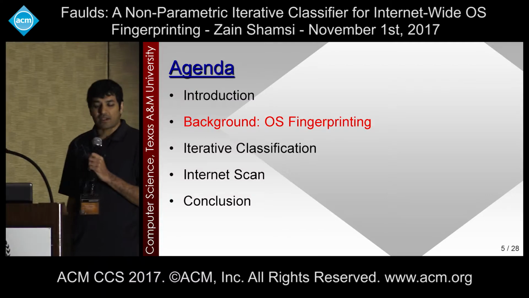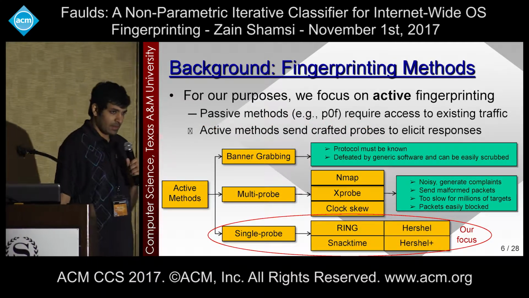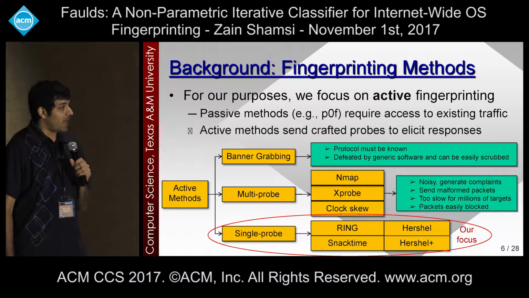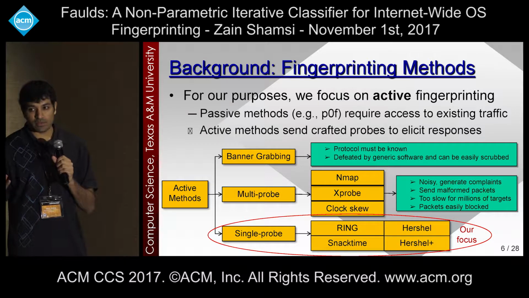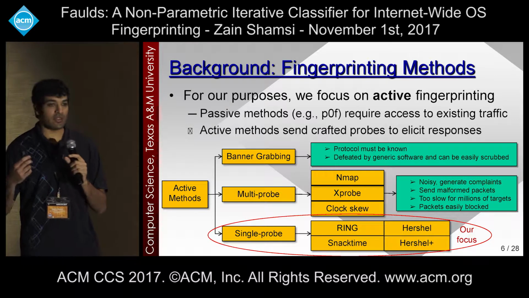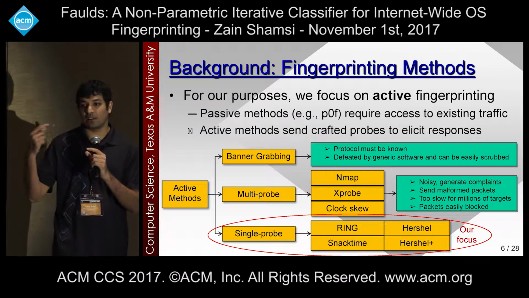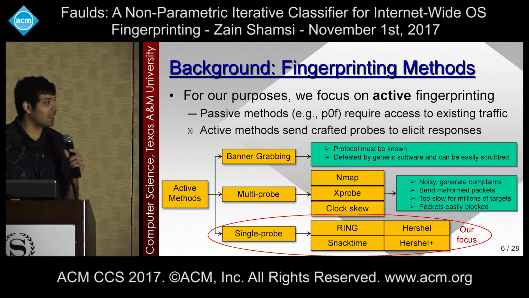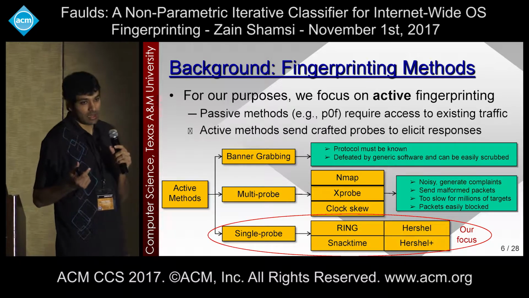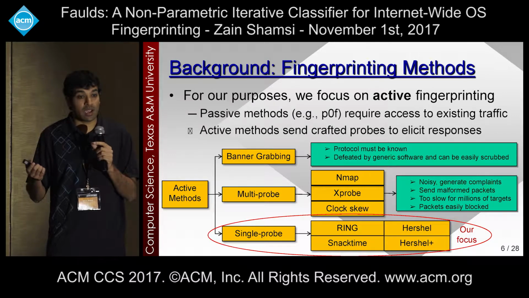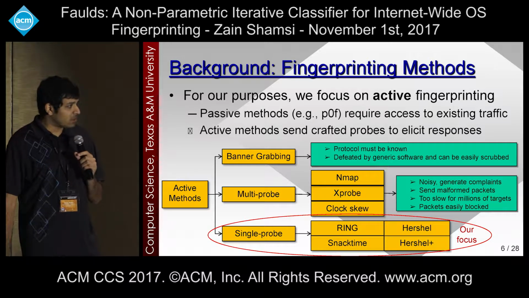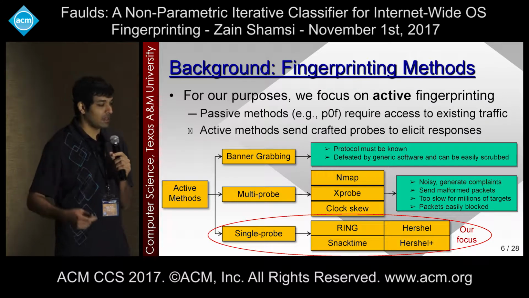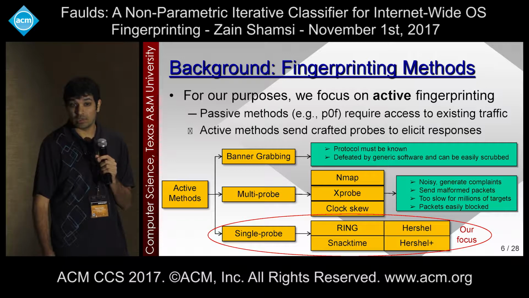So to give you a little bit of background on fingerprinting methods, for this talk, we focus on active fingerprinting. Passive methods like p0f require access to existing traffic between the target and the scanner, which, on a large scale, as we want to do, can be difficult unless you have access to a major internet backbone. So we focus on active methods that actually send out probes to the target and get responses back that we can use to fingerprint.